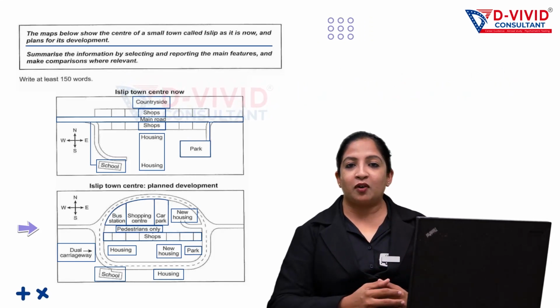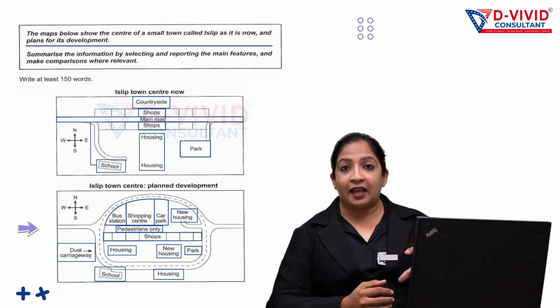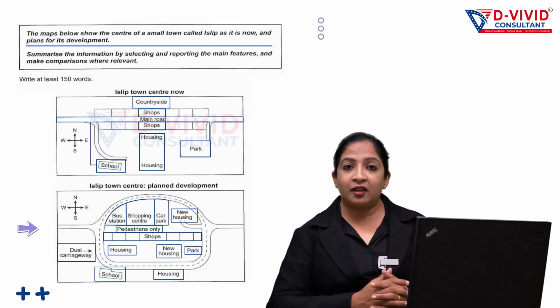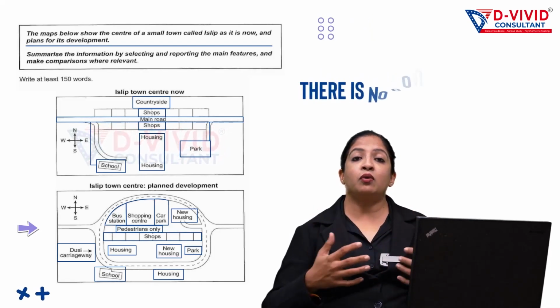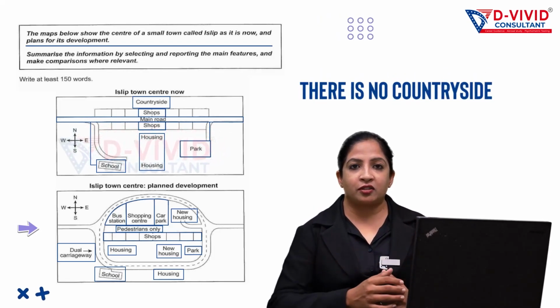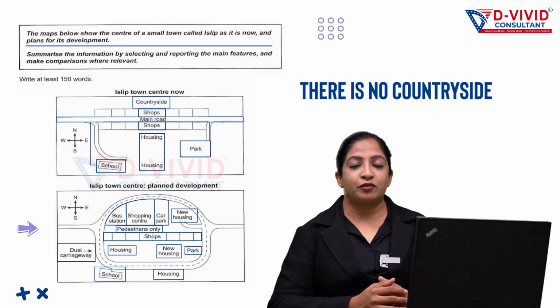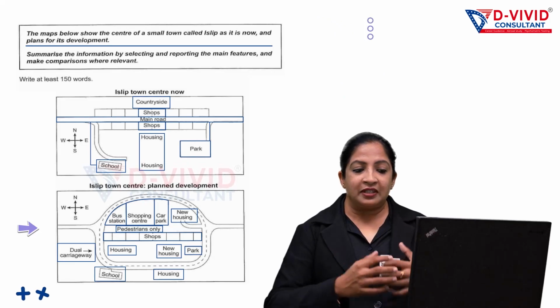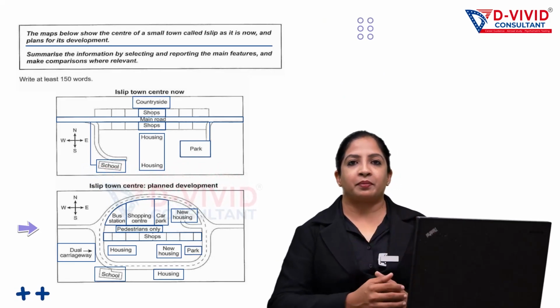Did you guys observe one thing, that the countryside which is currently there, people can enjoy the countryside. In the future plan, there is no countryside, it has vanished. So in future, this area won't have the countryside. So this is how you are going to explain the map.